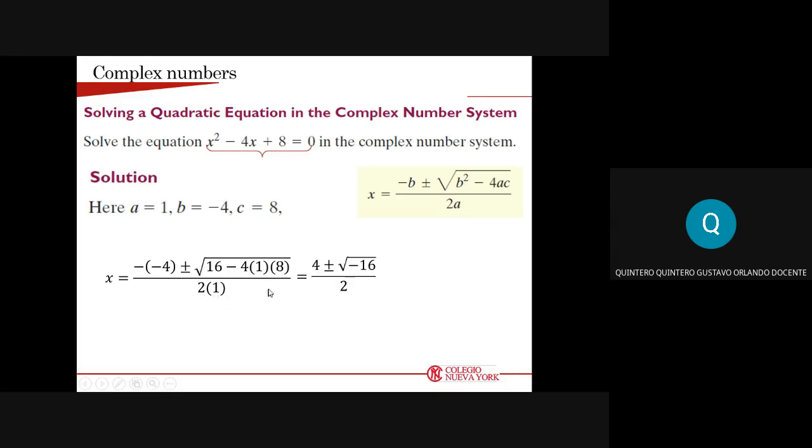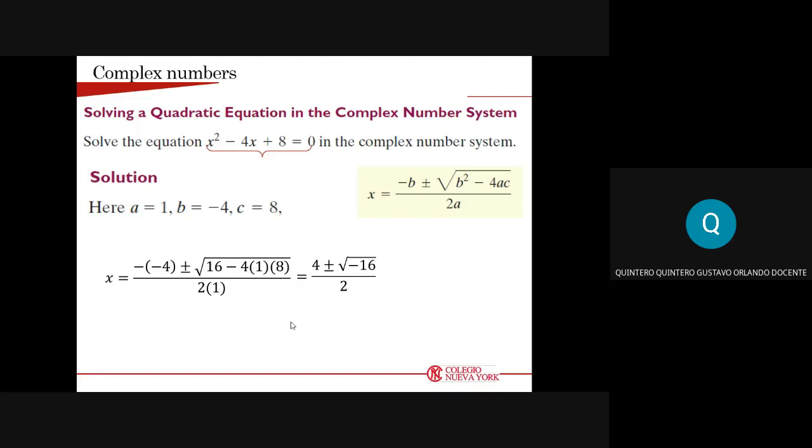All we have to do now is do the algebra. If we multiply these, we have 16 minus 32, which is negative 16. 2 times 1 is 2. And negative negative 4, the double negative, means positive 4.